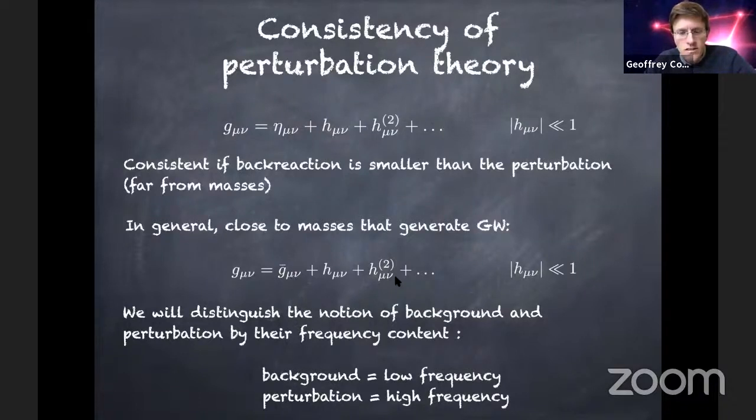If we have an expansion like this, a natural question is, how can you distinguish what is the background and what is the fluctuation? Because this is numerically small, but you could say G bar actually contains G bar plus H. You just include it into G bar. So the way you write this is totally ambiguous. To make this unambiguous, we will distinguish the notion of background and perturbation by the frequency content. The background will be low frequency content, and the perturbation will be high frequency. Here there was an unambiguous notion because this is a fixed eta Minkowski, but that one we will see is inconsistent. This one is consistent. And here what we mean by background is low frequency.